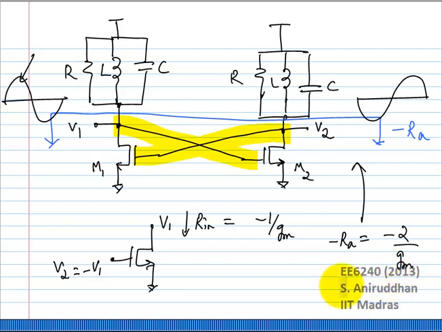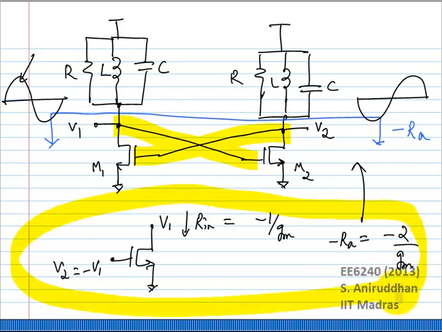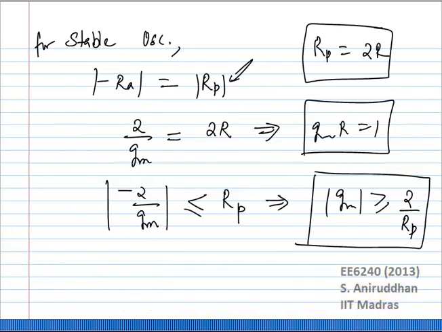And we clearly said that the overall negative resistance from this cross coupled pair is minus 2 over gm. And we came up with the same condition. The condition for startup is exactly the same as before, except that you have Rp equals 2R. That is the only thing to remember.